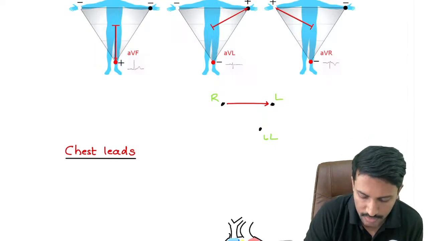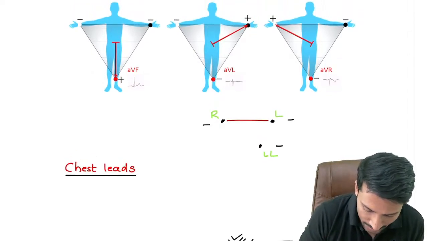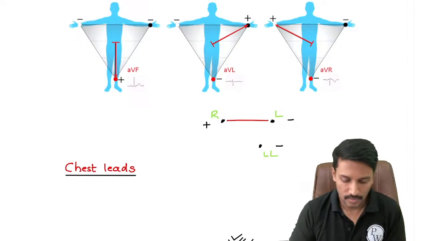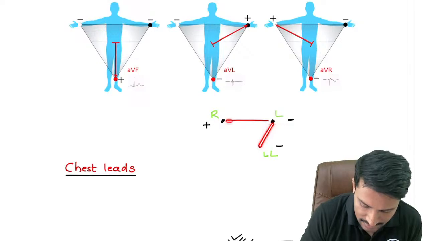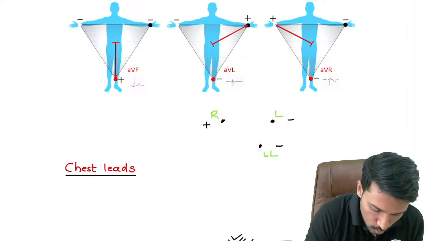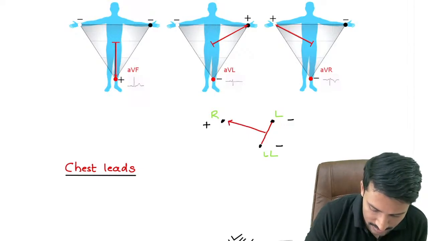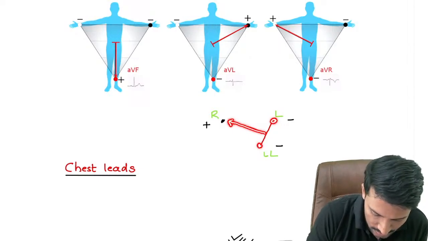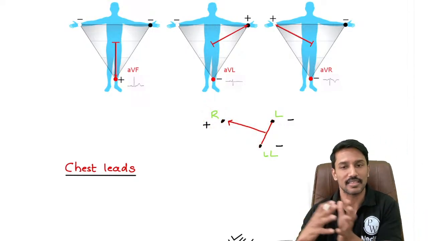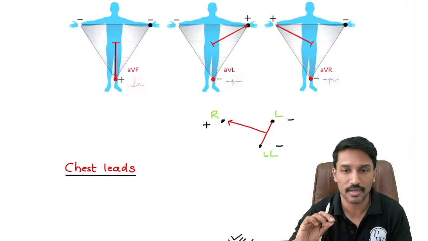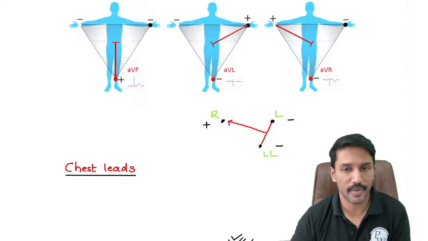But in the augmented limb leads, what I do is I will use 2 leads as the negative and one as the positive. So these 2 leads are negative, and this is going to be positive. These two will sum up, and the net direction of flow will be towards the positive electrode. Now I'm adding these two, that's why the potential difference increases. So we call it augmented. The waveforms become relatively bigger and clearer. That's why it is called augmented limb leads.